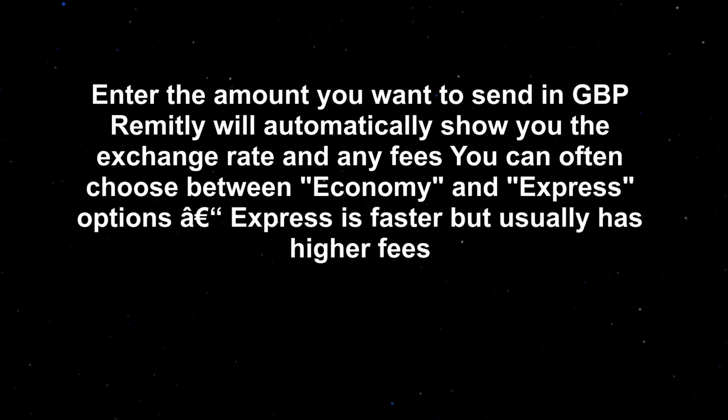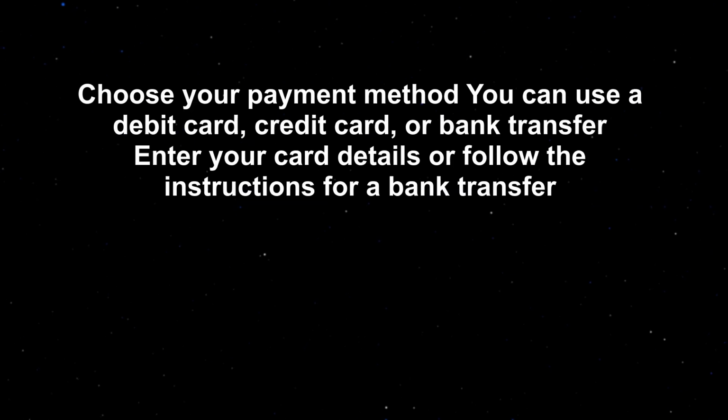Enter the amount you want to send in GBP. Remitly will automatically show you the exchange rate and any fees. You can often choose between economy and express options. Euro Express is faster but usually has higher fees. Choose your payment method. You can use a debit card, credit card, or bank transfer. Enter your card details or follow the instructions for a bank transfer.